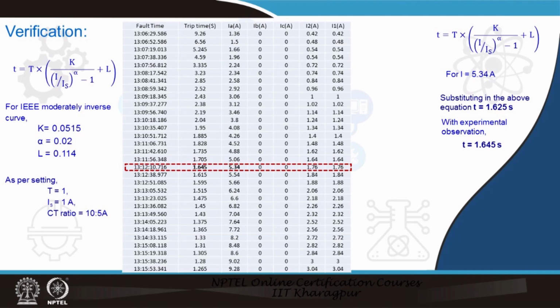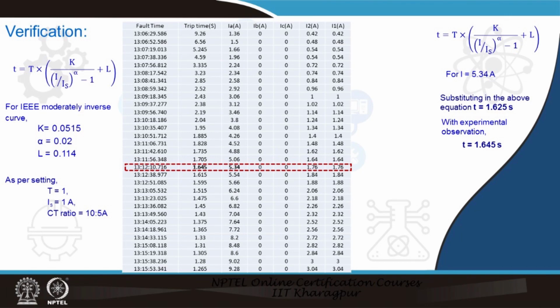Now, this phase relay uses the fundamental component of current, and so it follows the corresponding curve here, where k equals 0.0515, alpha equals 0.02 and L equals 0.114. The time multiplier setting T equals 1, and the pickup setting current I s equals 1 ampere.